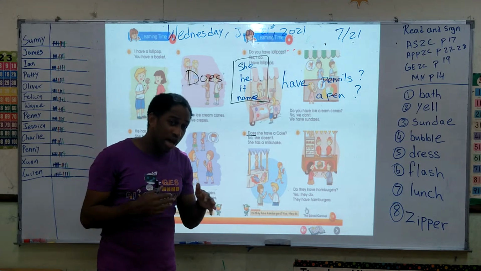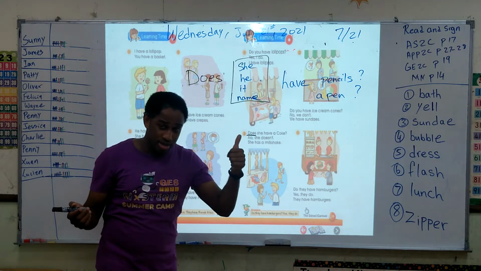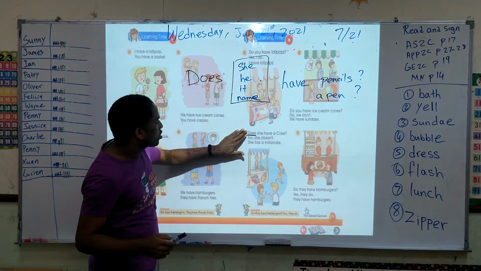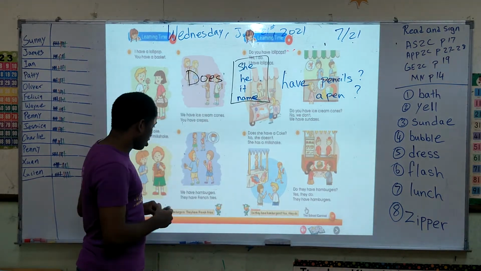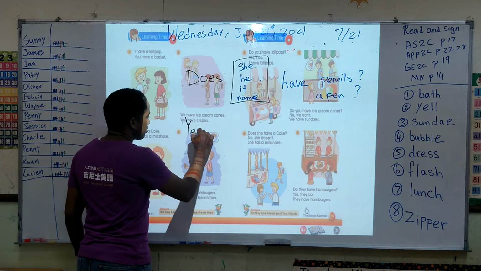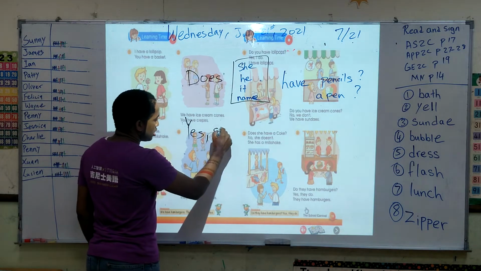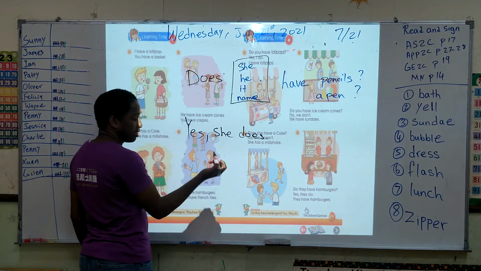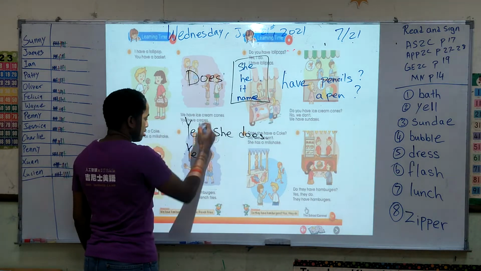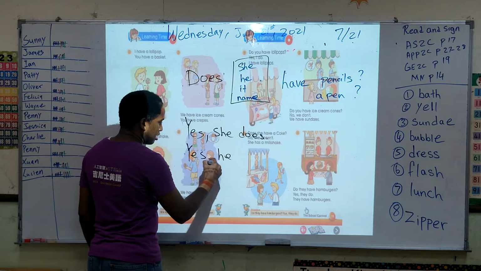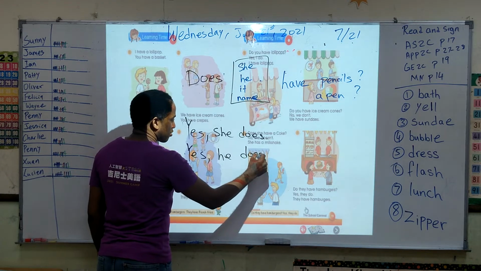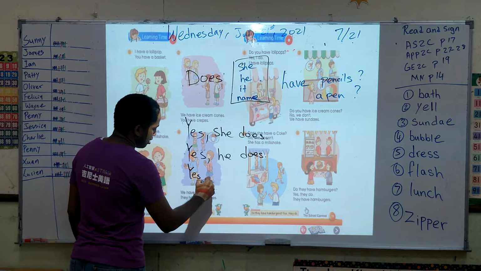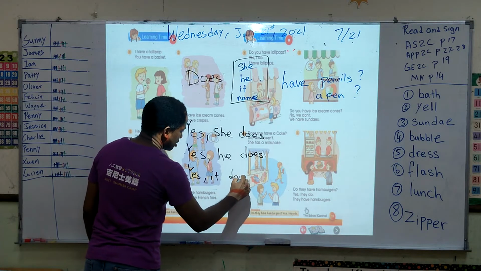Does Wayne have an umbrella? Yes, he does. Good. So now we're going to do the answer. Yes, she does. Very good. Yes, he does. Very good. It. So yes, it does.